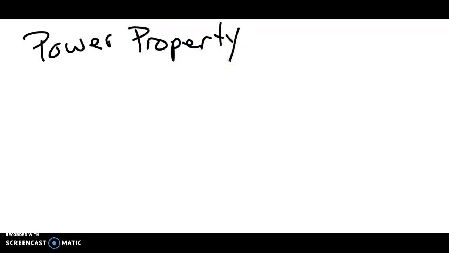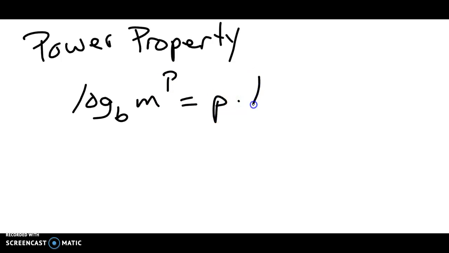Next one, power property. Power to a power, remember with exponents we multiplied. Same thing is going to be true here. We have a superscript up here, p. So in power to a power, we're going to have p times log base b of m. And again, those will also work in either direction.